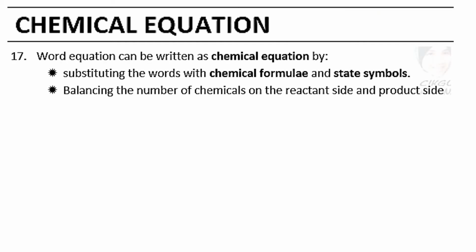Chemical equation. An equation can be written as a chemical equation by substituting the words with chemical formulas and state symbols, and also by balancing the number of chemicals on the reactant side and the product side.